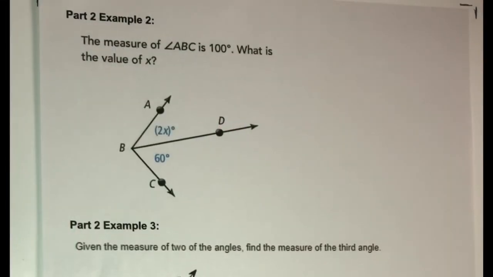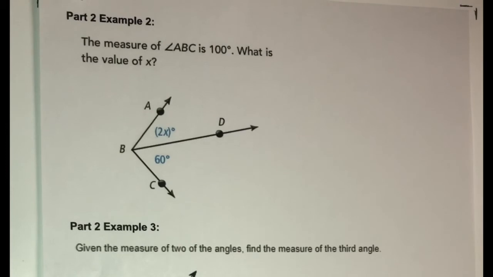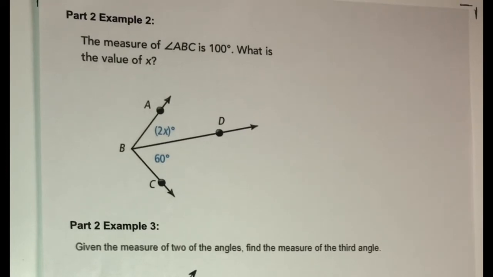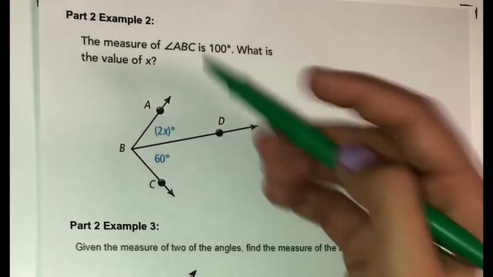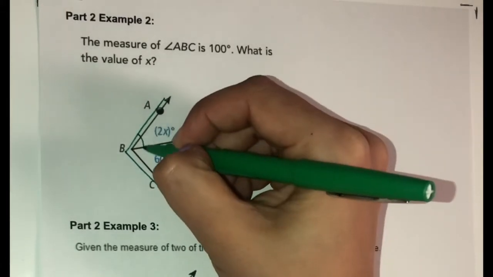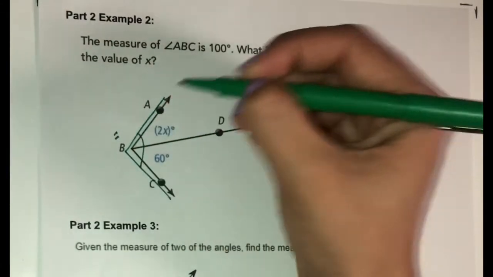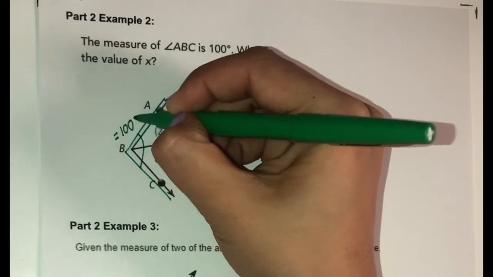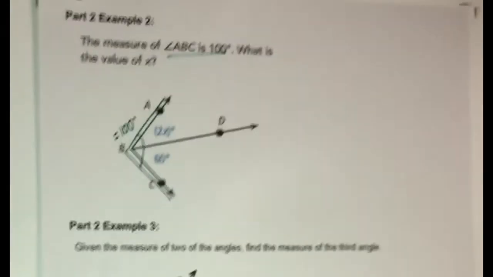Part 2, example 2, is just like the last example that we did. It says the measure of angle ABC is 100 degrees. What is the value of x? Looking at this picture, angle ABC, this whole angle, is equal to 100 degrees. That's what they give us in the sentence.